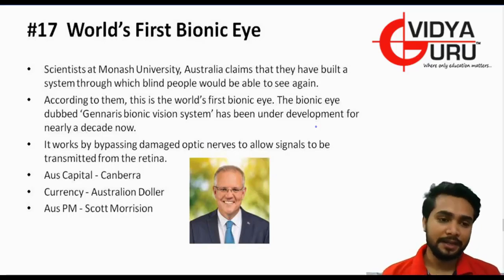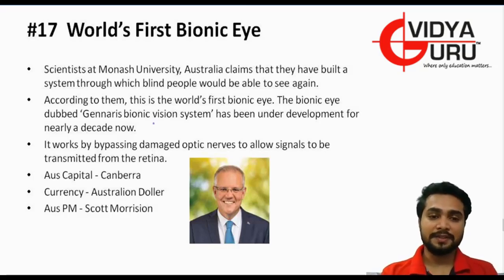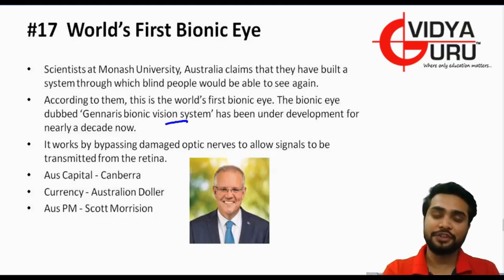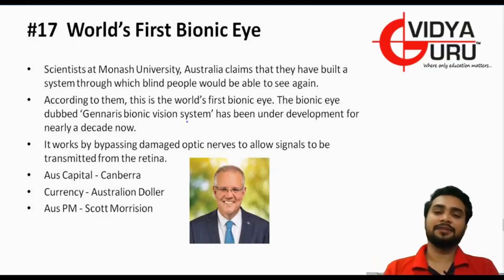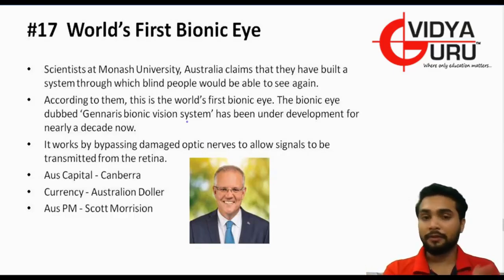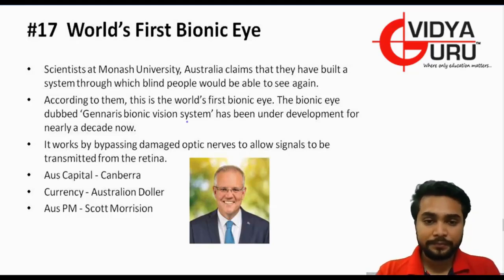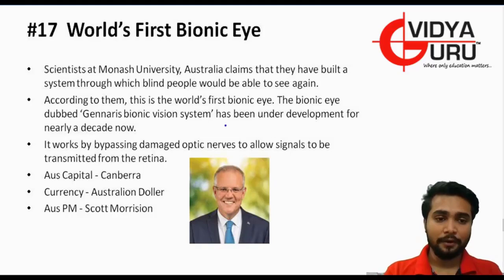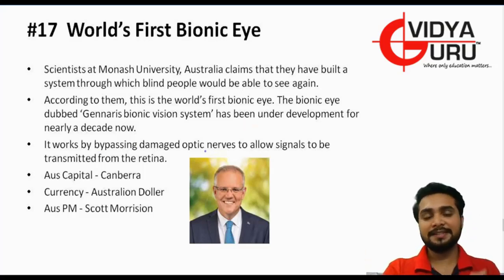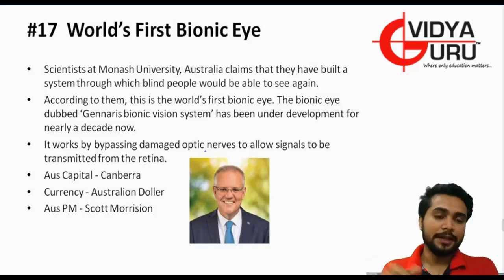The bionic eye, dubbed Gennaris Bionic Vision System. The name of the device, or you may call the system, is Gennaris Bionic Vision System. Bionic actually is a combination of two words, bio and nic. Nic from electronic, and bio is from biology, which in Greek means life. So bionic eye means an artificial eye. It has been under development for nearly a decade now. It works by bypassing damaged optic nerves. I told you it bypasses the optic nerve and sends the signal from the retina to the brain.